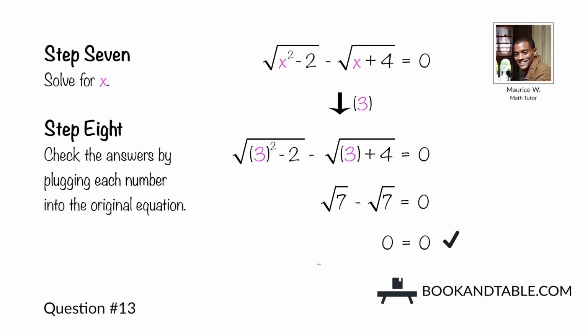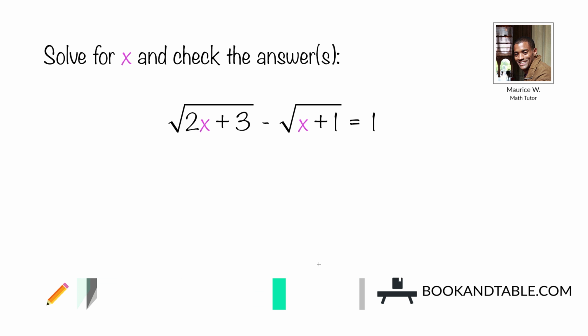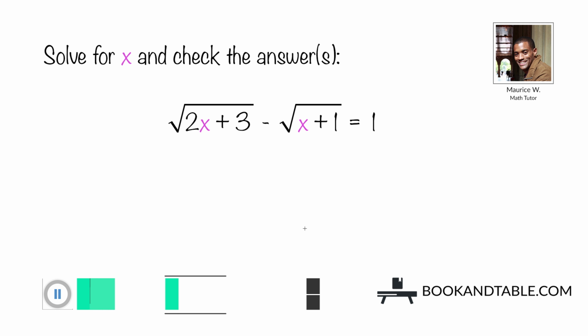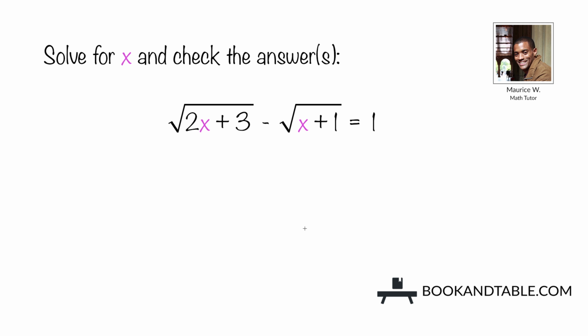Let's now take a look at question number 14. Solve for x and check the answers. The square root of 2x plus 3 minus the square root of x plus 1 is equal to 1. Pause the video, answer this question, and then press play when you are ready to begin.